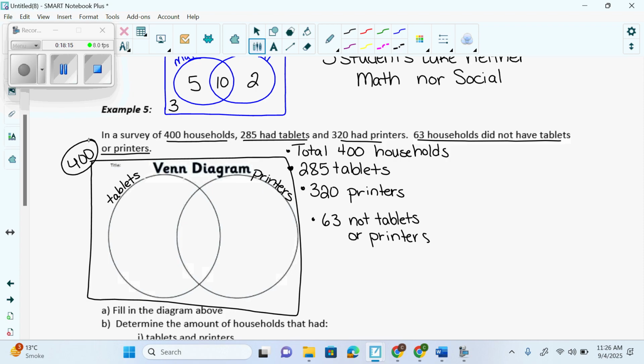Okay. So there's 400 households surveyed, yes? So this is what happens. When everyone comes up to be surveyed, we'll pretend they're putting in a little piece of paper. They can put in up to 2 pieces of paper, right? Because they could put in tablet, printer, right? So say I have a tablet at home, I come here, I put in tablet. Then I walk away. That's all I have is a tablet.